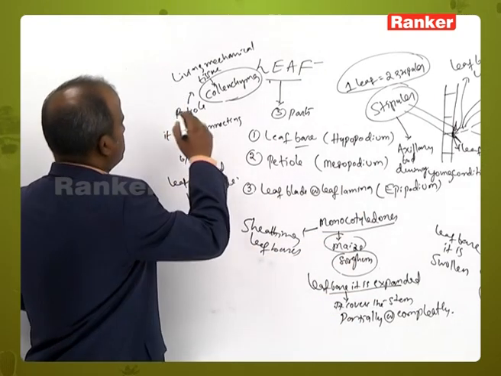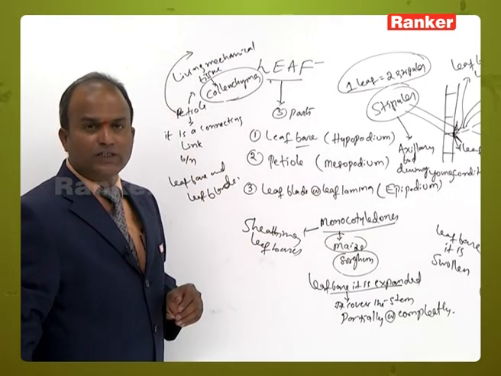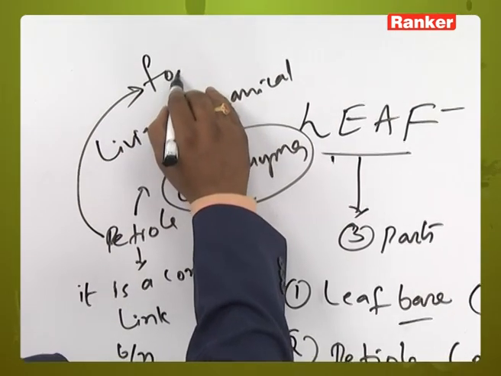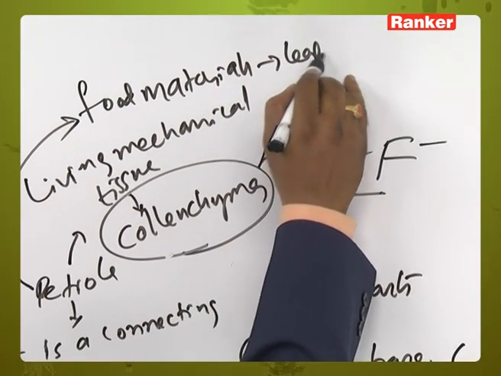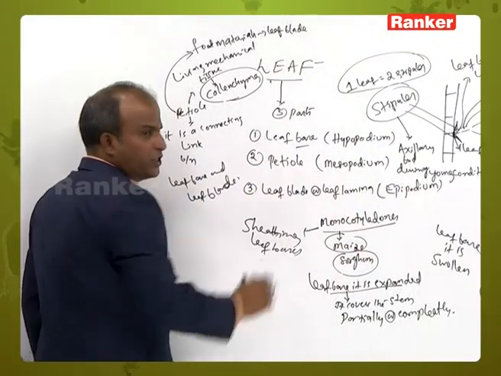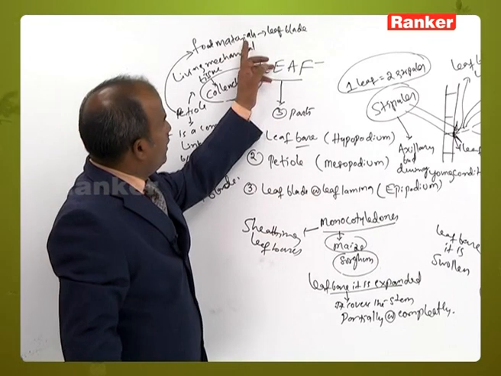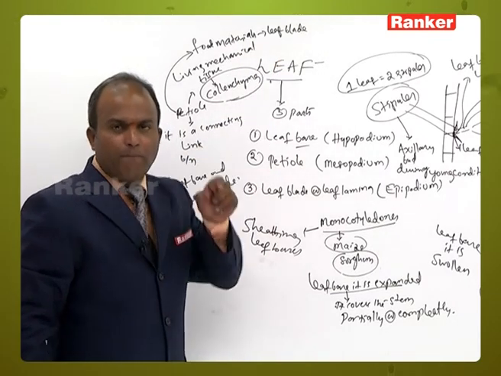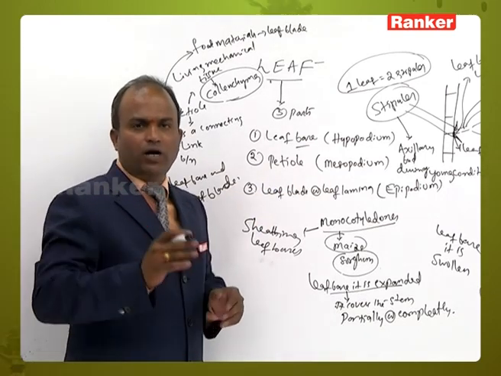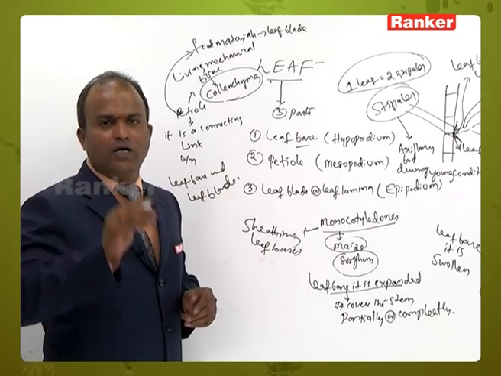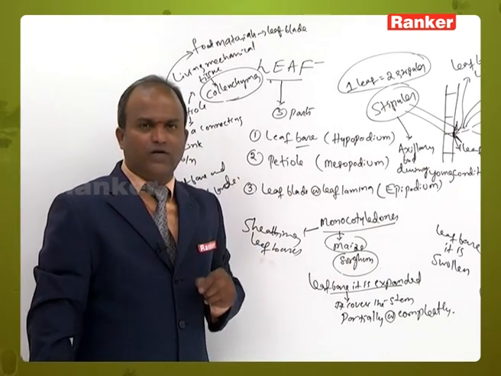And what are the important functions of the petiole? Food materials are prepared in the leaf blade. These food materials are transferred from the leaf blade through the petiole towards various organs of the shoot system. And the petiole also performs another function.